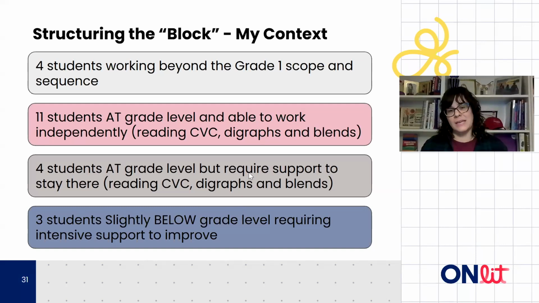I also have some MLL learners mixed in here, who mostly are having issues with their ability to spell words, but it was still a factor that I needed to keep in context.